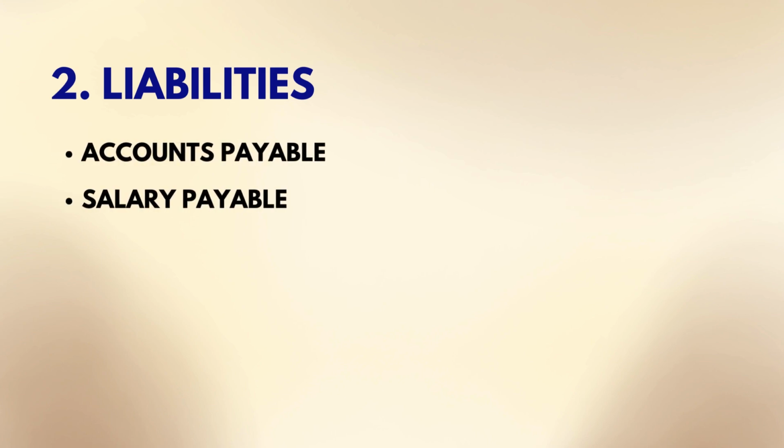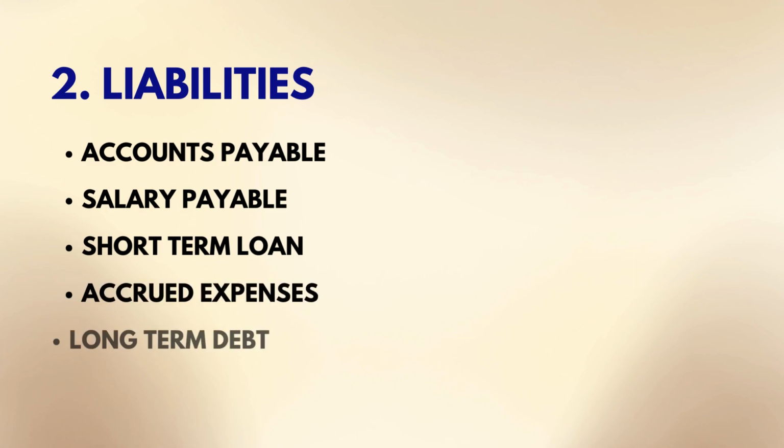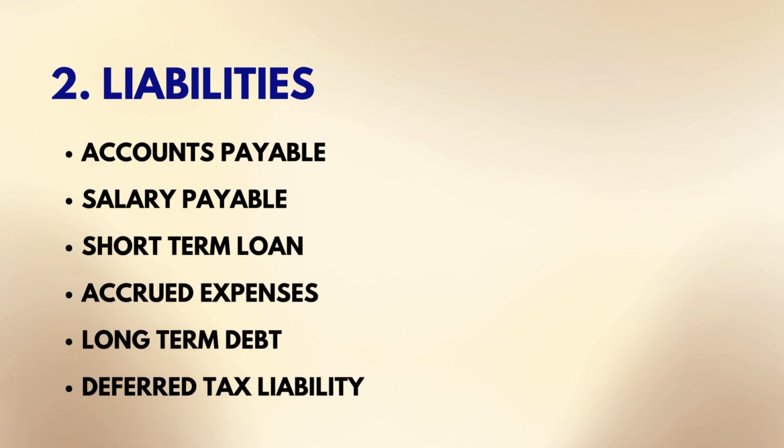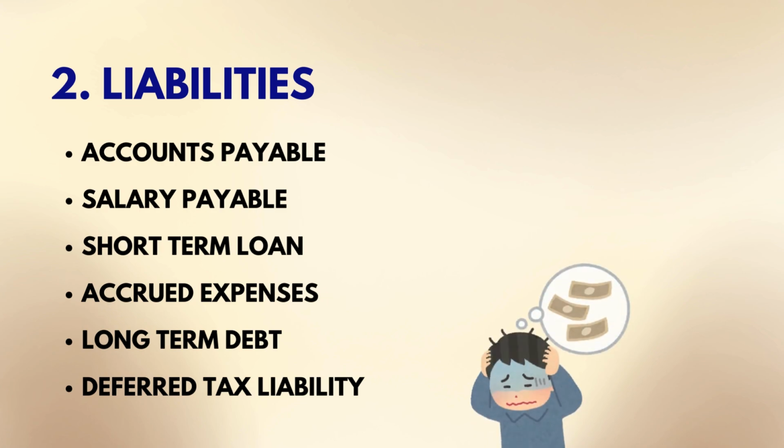Second is liabilities. A liability of a firm or an entity is its present obligation to others originating from past events that are expected to result in a resource outflow having an economic value. Examples of liability include accounts payable, salary payable, short-term loan, accrued expenses, long-term debt, deferred tax liability, etc. Thus, these all constitute something that a company owes to others.